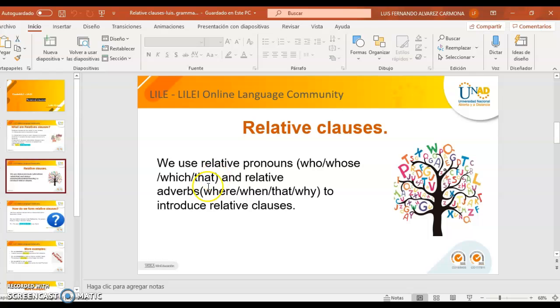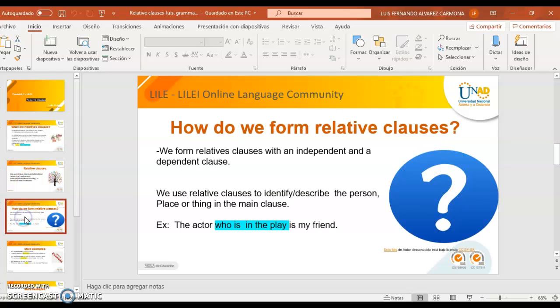On the second slide, we have another definition of relative clauses. We use relative pronouns who, whose, which, or that, and the relative adverbs where, when, that, why to introduce relative clauses. So it's important to remember the use of who, whose, which, that, and adverbs such as where, when, why, to introduce the clauses. How do we form the relative clauses? In general terms, we form relative clauses with an independent and a dependent clause.